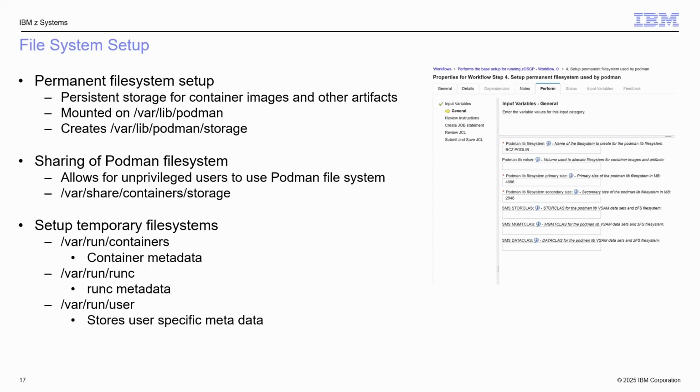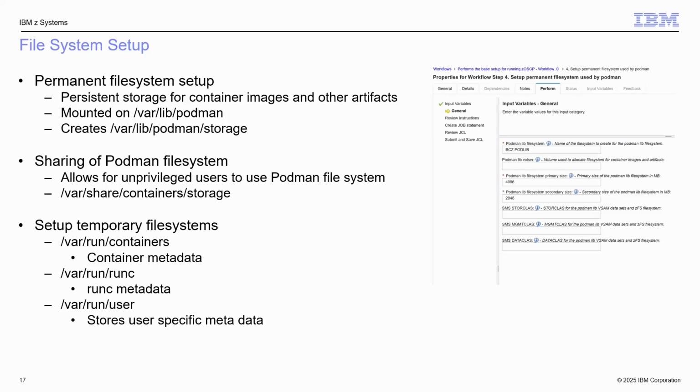This permanent file system setup will hold all of the persistent storage for container images or other persistent artifacts that those containers create. It will be mounted on /var/lib/podman by default, and it will create the /var/lib/podman/storage directory for those root users. Now, if you're rootless, the next workflow step will handle the sharing of that podman file system to those non-UID0 users. What that step will do is create /var/share/container/storage as a bind mount to /var/lib/podman/storage, such that those non-UID0 users have access to run those container images.